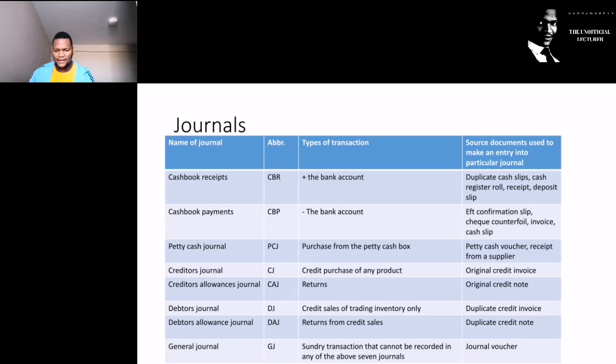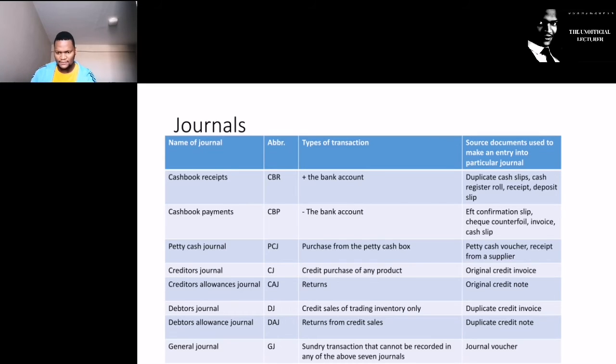Now, if you can look, the abbreviation for that one is called PCJ, so it's petty cash journal. The first one, the abbreviation should actually be CRJ, the cash receipt journal. The second one, CPJ, the cash payment journal. Now we have creditors journal.